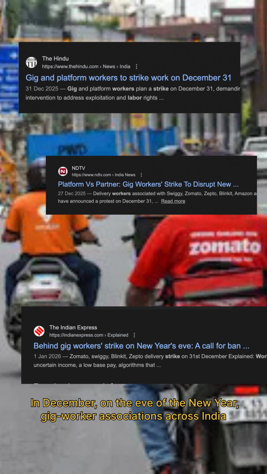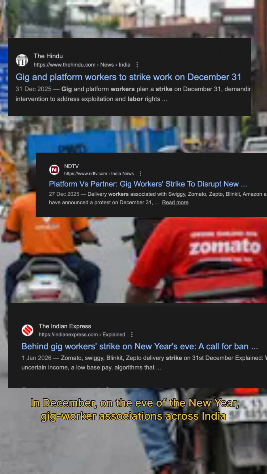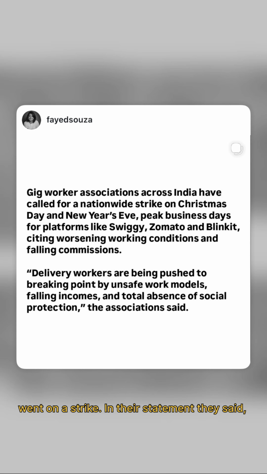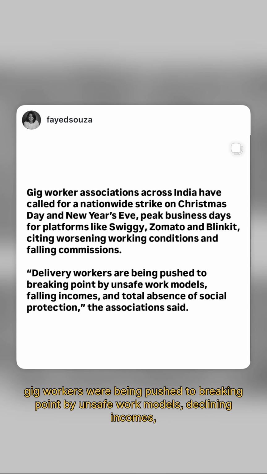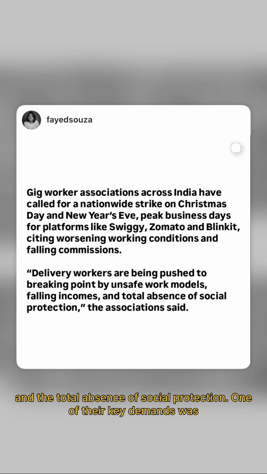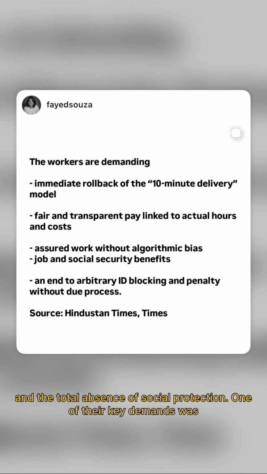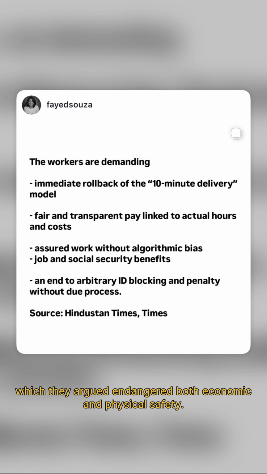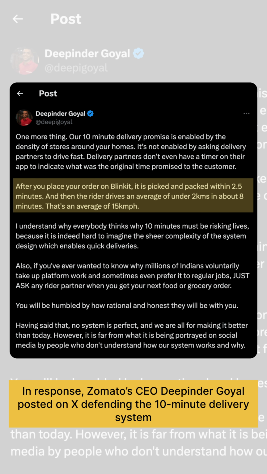In December, on the eve of New Year, gig worker association across India went on a strike. In their statement, they said gig workers were being pushed to breaking point by unsafe work models, declining incomes, and a total absence of social protection. One of their key demands was the immediate rollback of the 10-minute delivery model, which they argued endangered both economic and physical safety. In response, Zomato's CEO, Deepinder Goyal, posted on X defending the 10-minute delivery system.